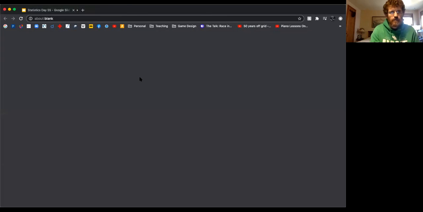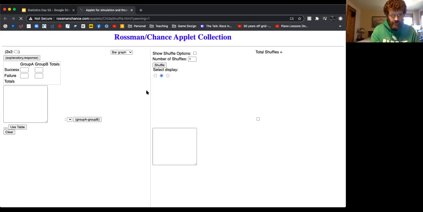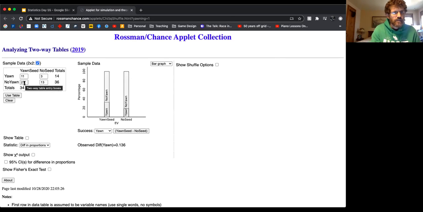I'm going to pull up this applet right here. All right, so notice that actually it wasn't 11 and 3. This was 10 and 4, and that should be 24 and 12. Oops, 12. Okay, so that is the table that we're going to be working with.